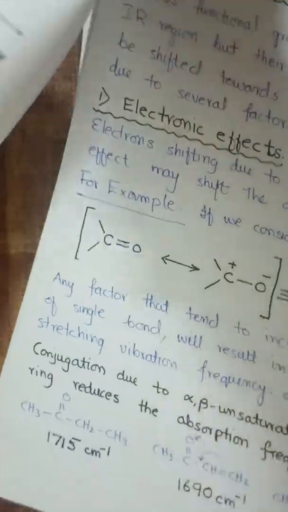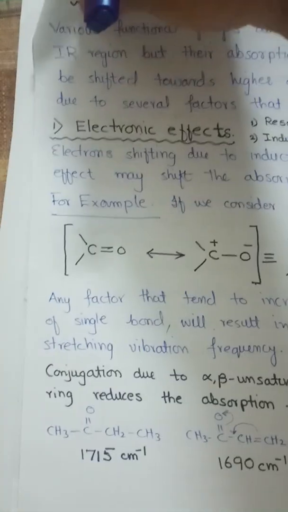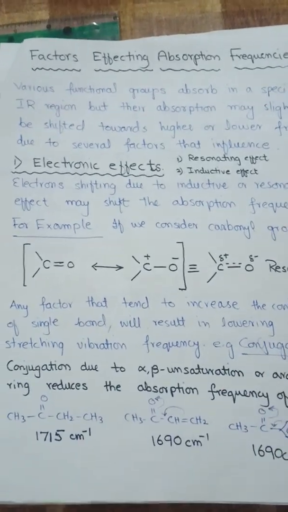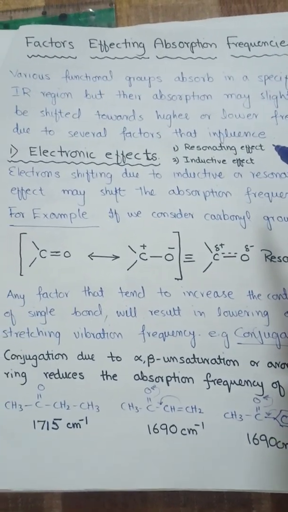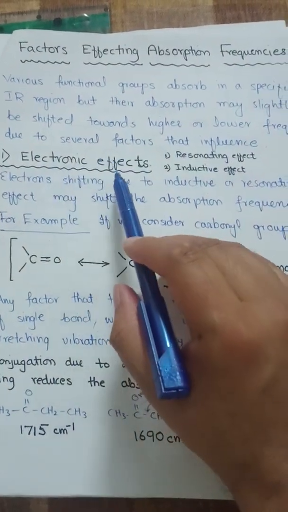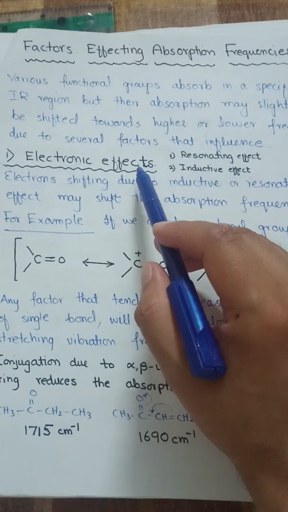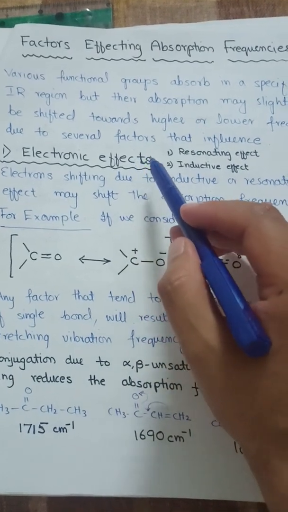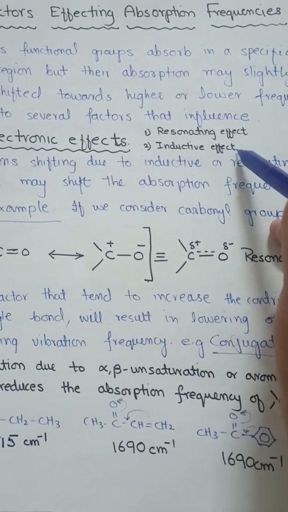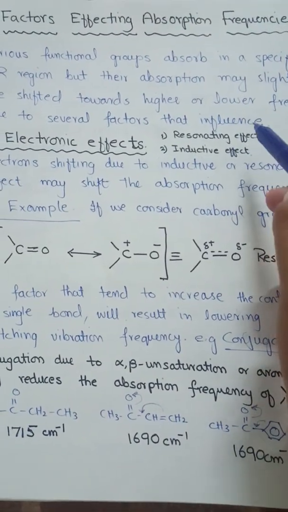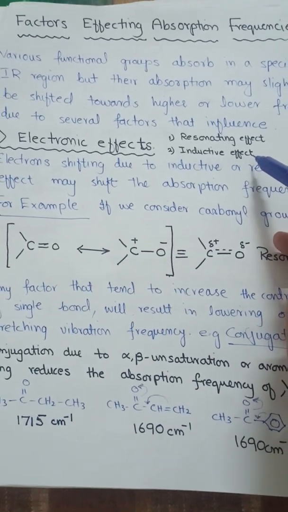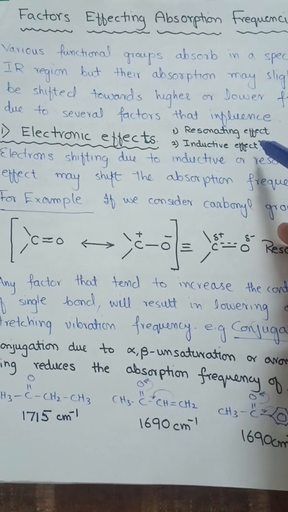Now moving on to the factors that affect IR absorption frequency. So what are these factors? Number one, the electronic effect. The electronic effect can be further divided into two different effects. Number one is the resonating effect and number two is the inductive effect. Both of these affect the absorption frequency, the vibrational frequency of our compounds.